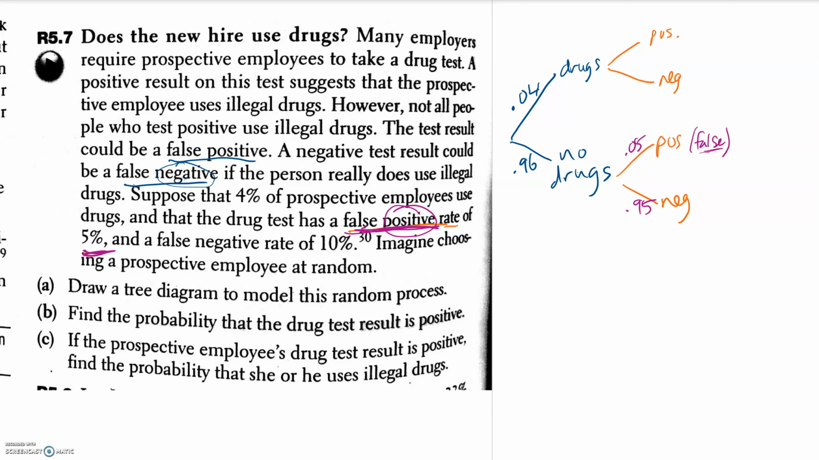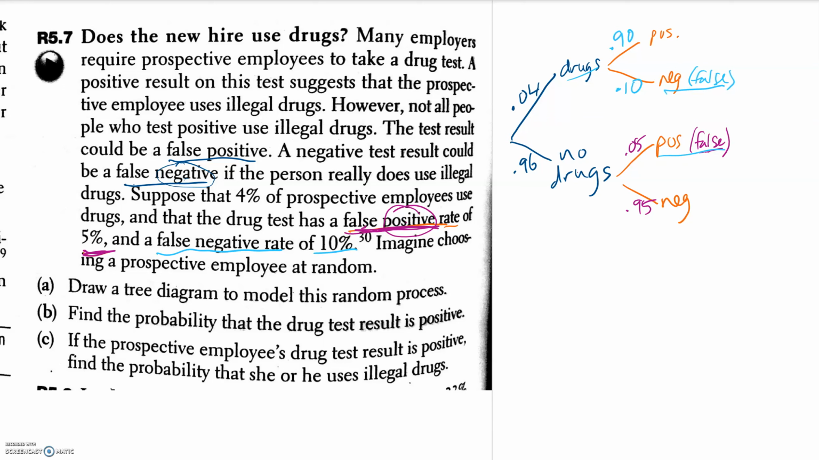Okay, on the flip side, let's go up to the top side here. It says a false negative of 10%. So that means they have a 10% chance of coming back with a negative, but that's false because even though it said negative, those prospective employees did use drugs. And then its complement would go up here, so that would be a 0.90. Okay, so you have your false negatives here, and you have your false positives over here.